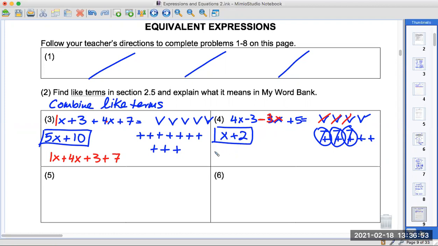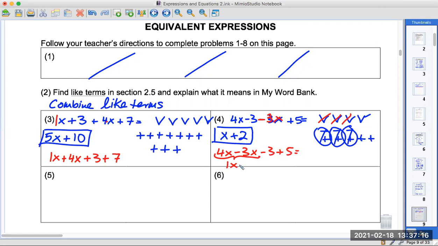You can also do it like this. This is the alternative. 4x minus 3x minus 3 plus 5. You can group them together. 4x minus 3x is 1x, or x.